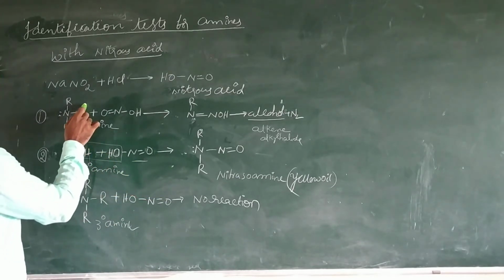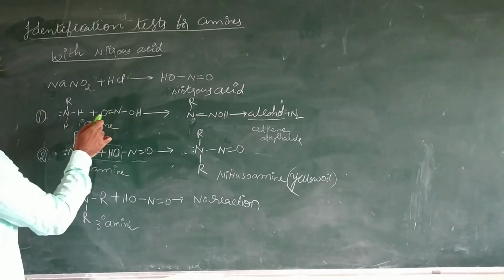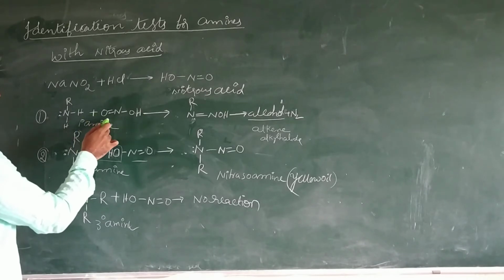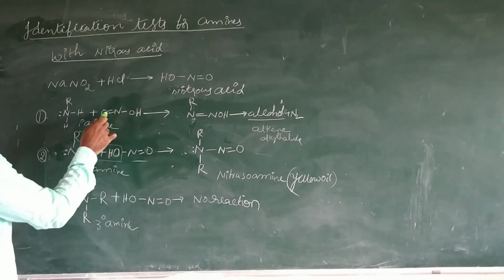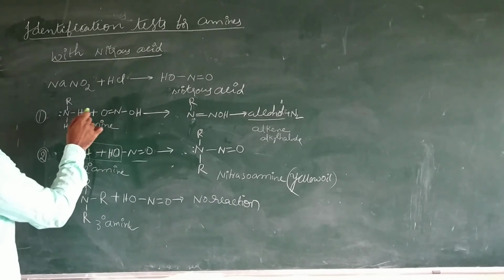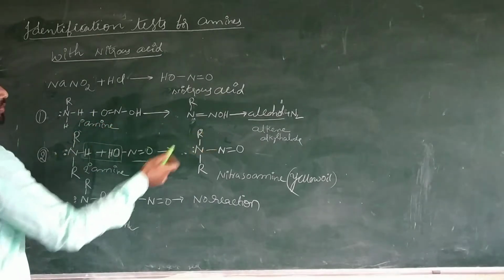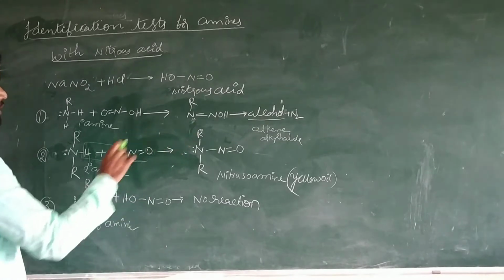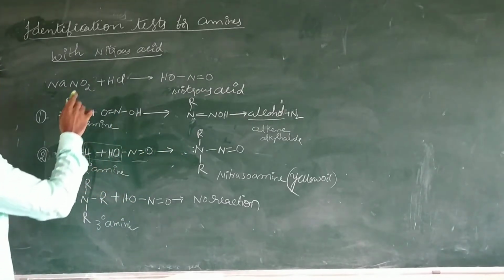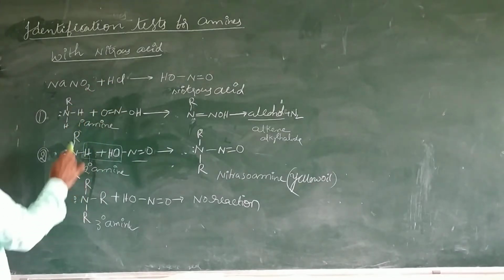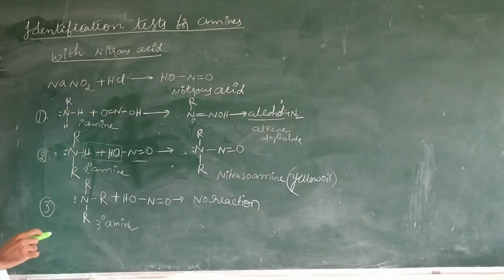In this case we have the two hydrogen atoms, and there is a formation of H2O. Again here also elimination of H2O takes place because of the presence of hydrogen atoms, and we are getting the alcohols and nitrogen. Now we will see the mechanism of this nitrous acid reaction with different amines.